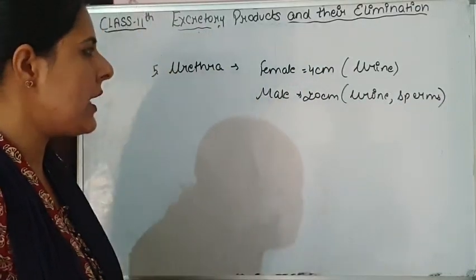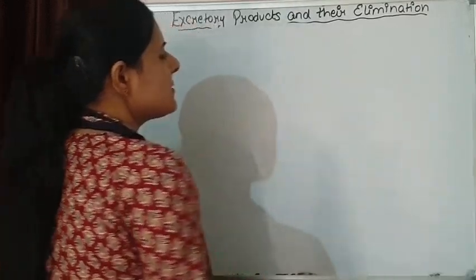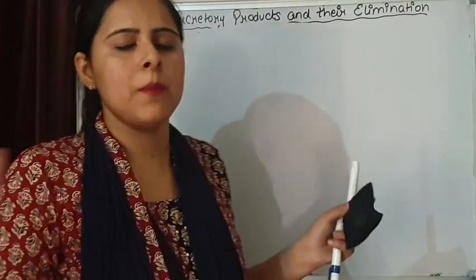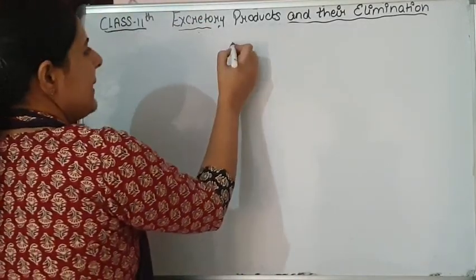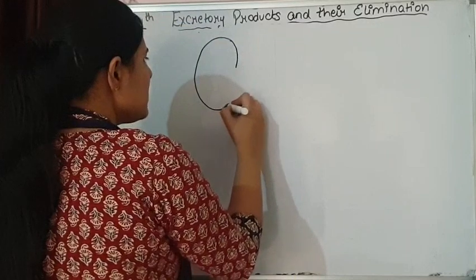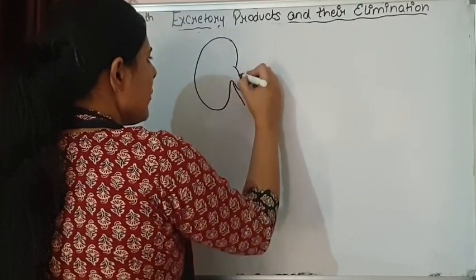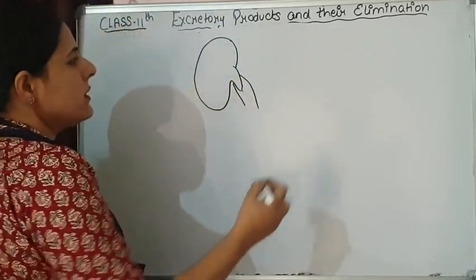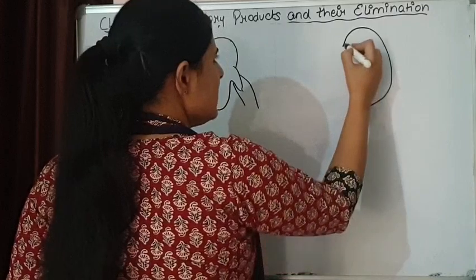So these are the important parts of our excretory system. If we want to combine all these parts and represent in one simple diagram, just like this is how the kidneys are going to be present. Hilum is there, renal pelvis is there, and from here ureter is emerging out. The second kidney is present.